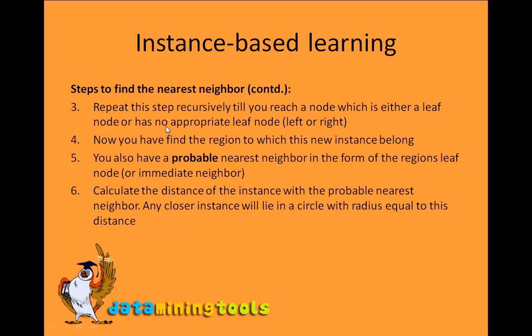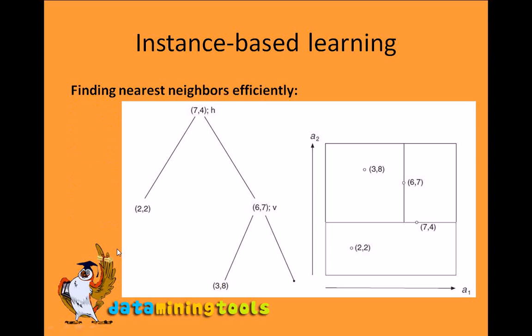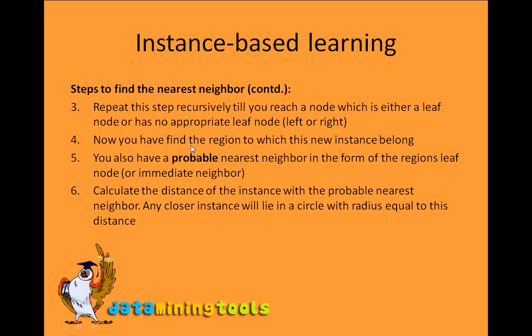Moving ahead, the next step is to repeat this step recursively till you reach a node that is either a leaf or has no appropriate child node. So again, coming back to the tree, say we start from here, we come over here, and we reach over here. Now this is a leaf node, we stop over here. Now you have found the region to which this new instance belongs, and you also have a probable nearest neighbor in the form of the region's leaf node. We'll explain this.